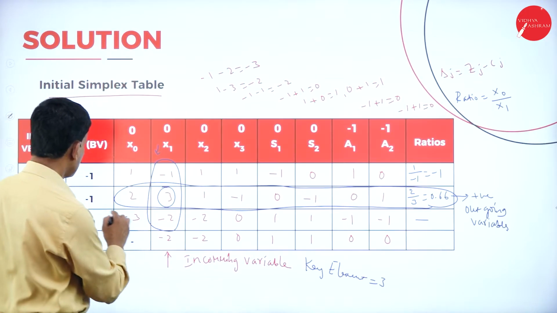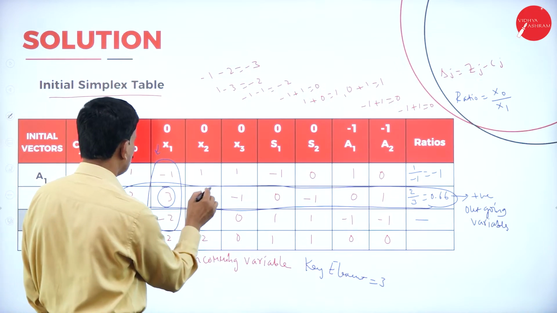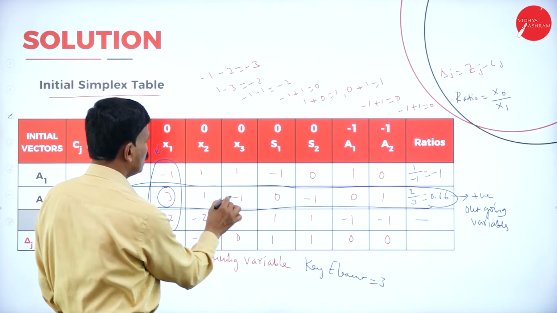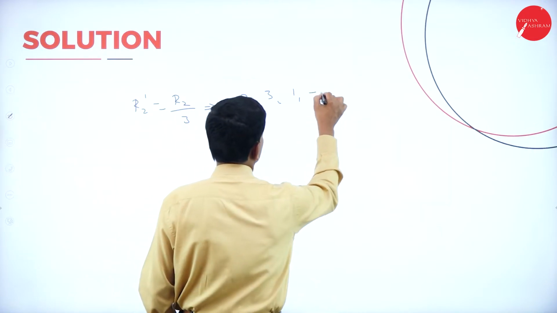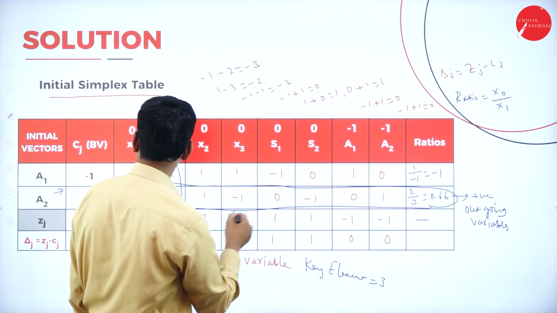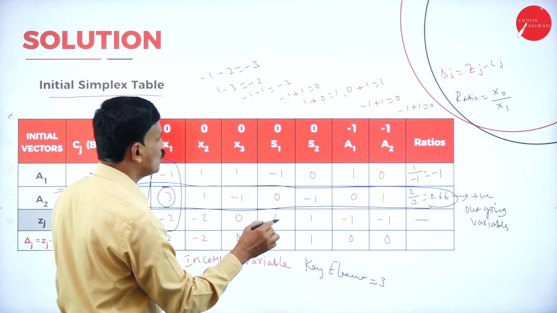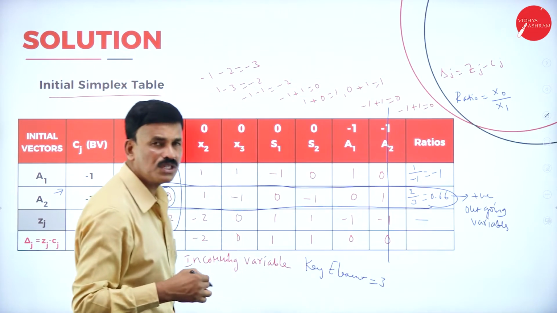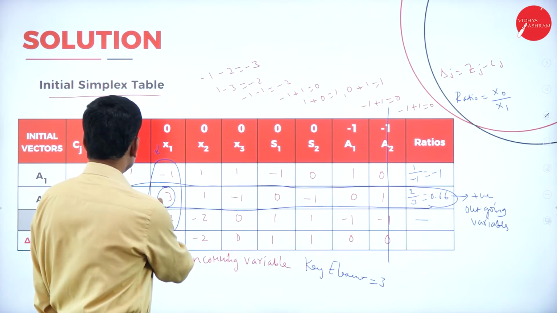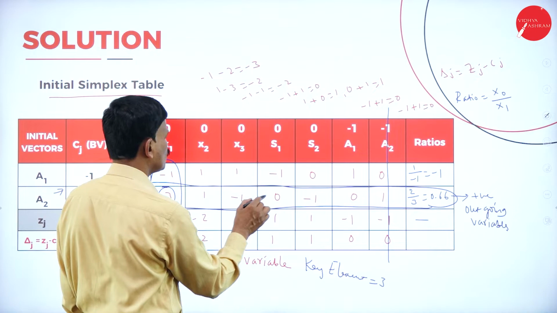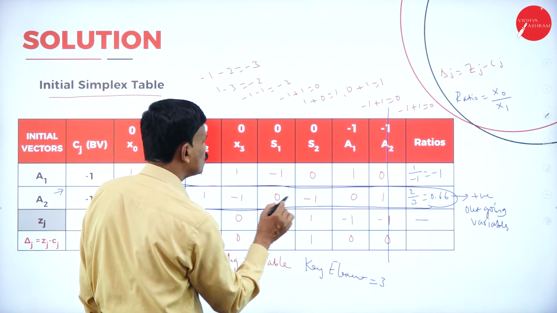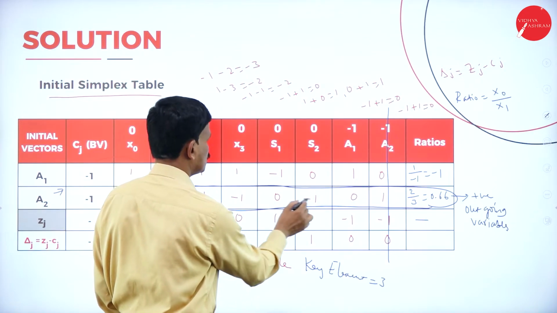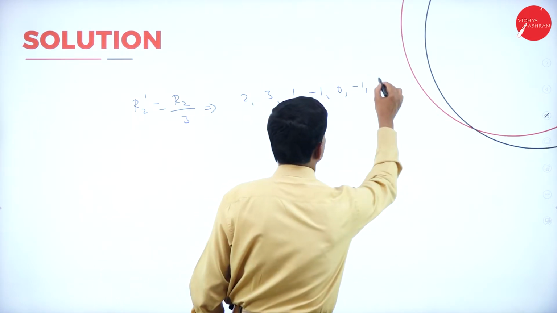What is R2? We have to write down the elements of R2: 2, 3, 1, 2, 3, 1, 2, 3, 1, minus 1, 0, minus 1, 0. Since A2 is outgoing, we can remove this A2 from this table. A2 is outgoing, we can cancel A2. Then what are the elements? 2, 3, 1, minus 1, then minus 1, 0, minus 1, 0, minus 1, minus 1, 0, minus again 0.